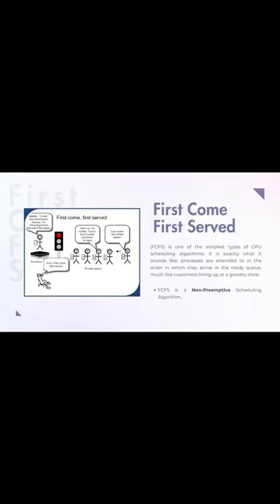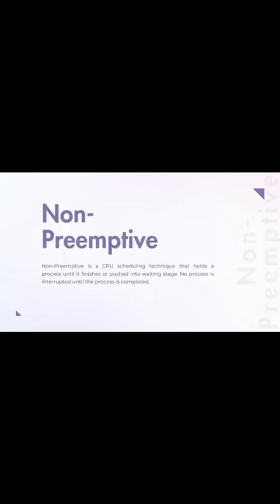So, FCFS, first come first served. The simplest scheduling algorithm is FCFS. As the name suggests, the process that arrives first in the ready queue will be executed first, just like people standing in a queue at a supermarket. It is a non-preemptive algorithm, which means once a process starts execution, it will not be stopped until it finishes.